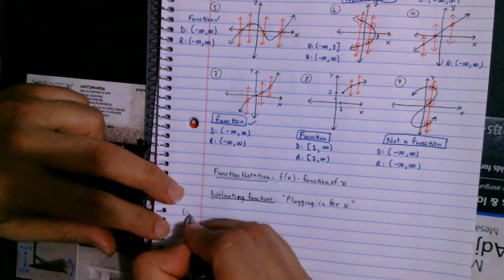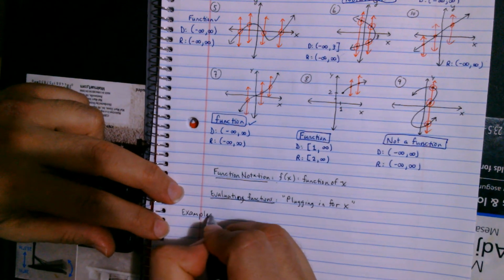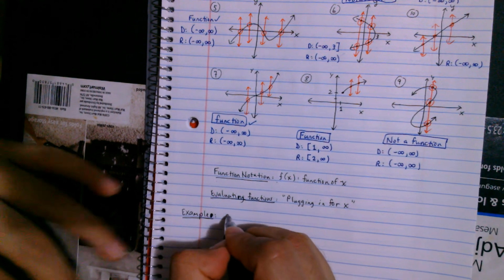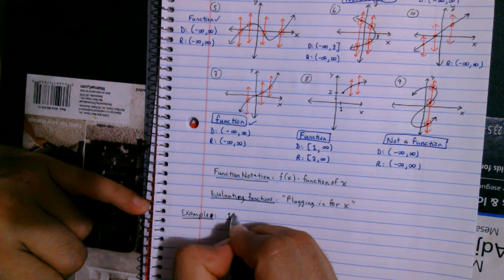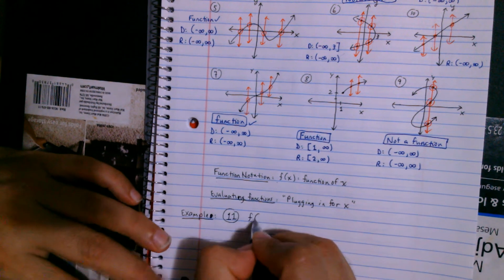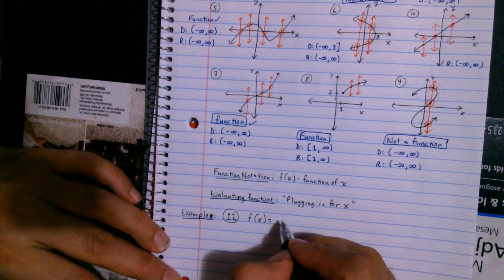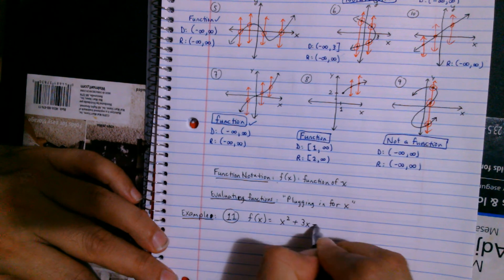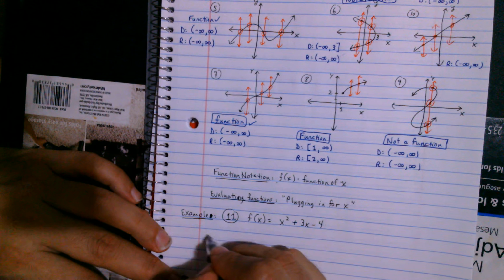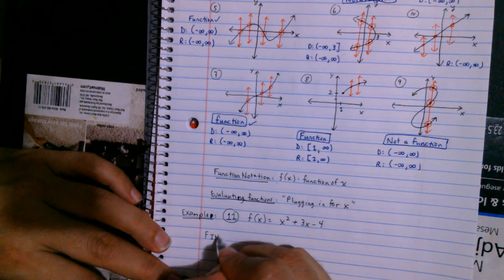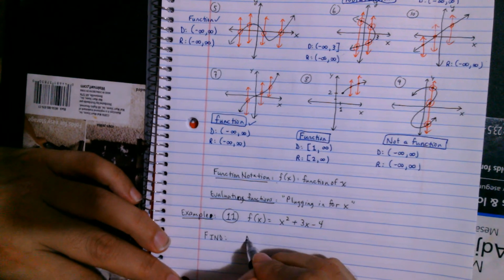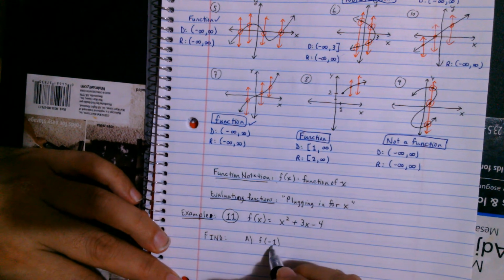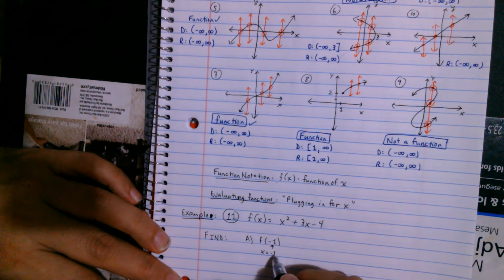A couple of examples here. I'm going to probably just do one example. Let's just say this will be example number 11. So f of x, let's say, is, I don't know, x squared plus 3x minus 4. Let's say you want to find the following. Let's say f of negative 1. So this means x is negative 1.